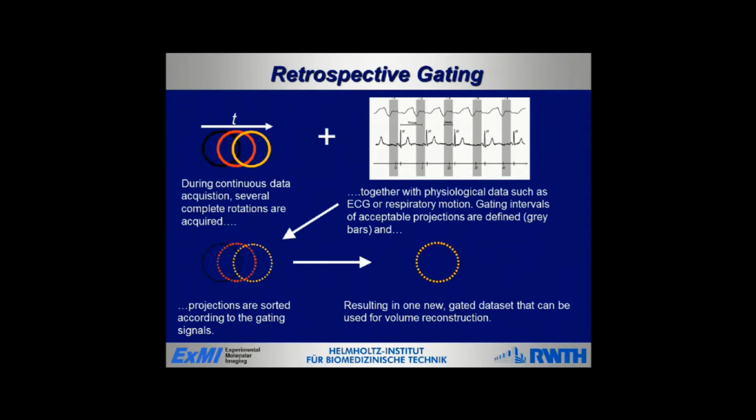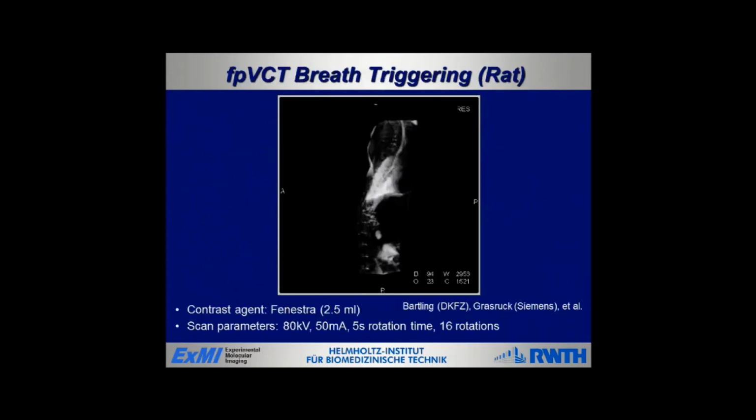And based on that, you can do a reconstruction of new images from the sorted projections, which results in one new gated data set that can then be imaged. You can also do prospective gating. I don't come to that point because in my hands it's too complicated to intubate the mice, in particular if you have high numbers of animals.